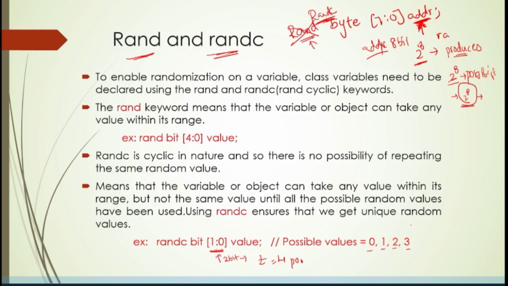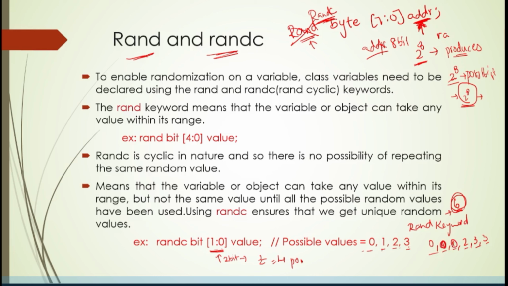So when you use the rand keyword here, what happens? When you repeat the randomization for 6 times, there may be a chance that you get 0 1 1 2 3 3, with repetition, or maybe in this way, like 0 0 0 2 3 3.